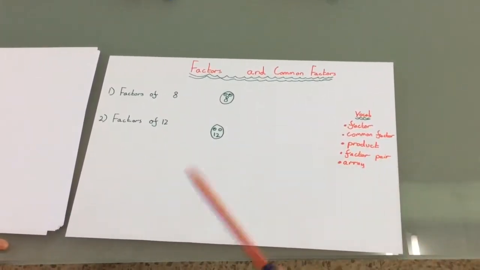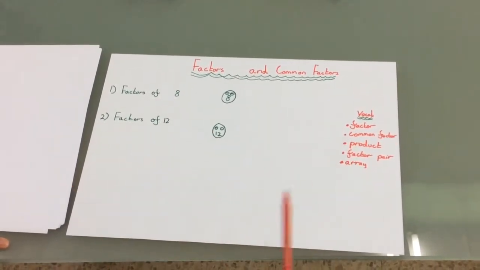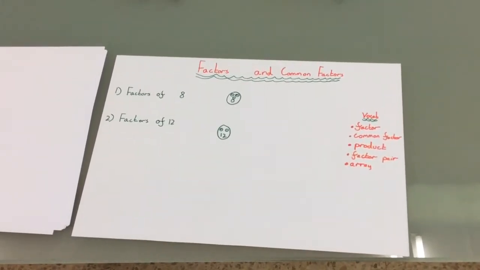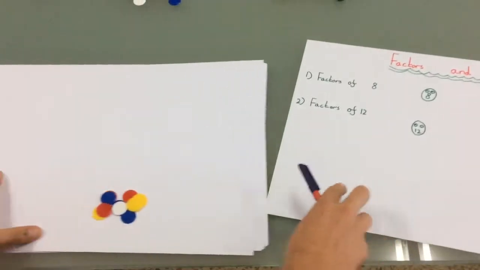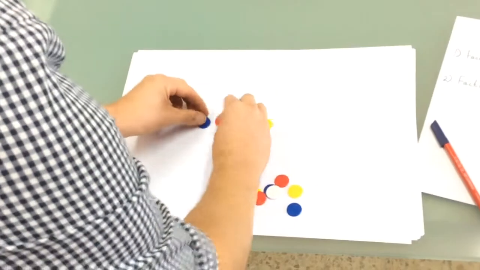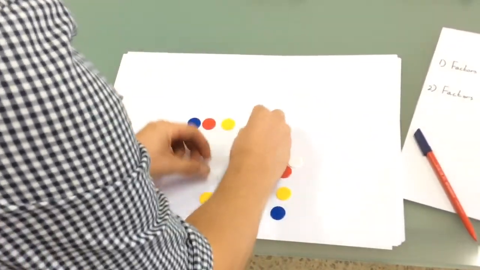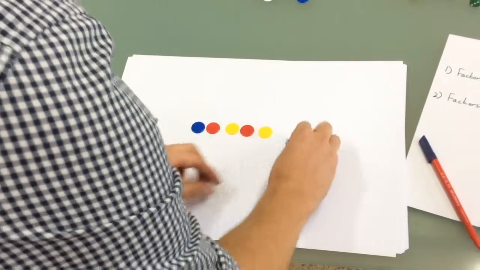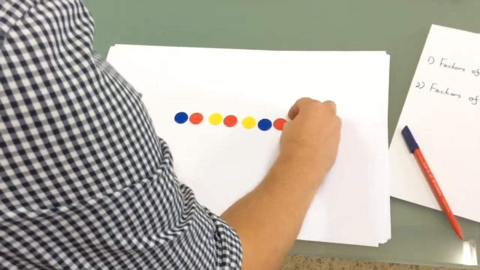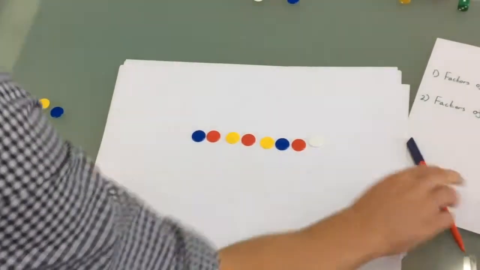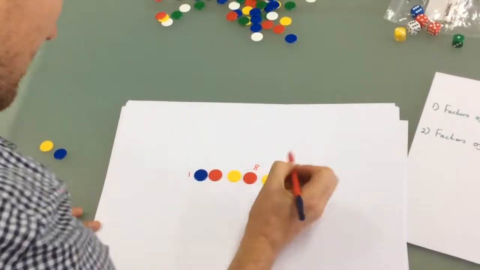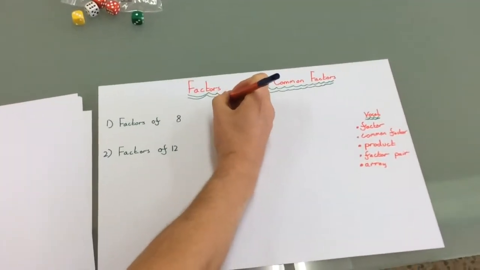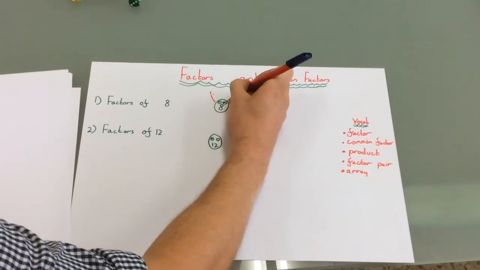We're going to look at factor pair and we're going to do array as well. You'll hear me saying these things. So let's look at this first thing. It says, what are the factors of 8? So if you look over here, we're going to take 8 counters. And the factors are the numbers that you would multiply together to make 8. If I've got 8 counters here, you can see that one of the ways I do it is 1 multiplied by 8 gives me 8. So here, two of my factors are 1 and 8.